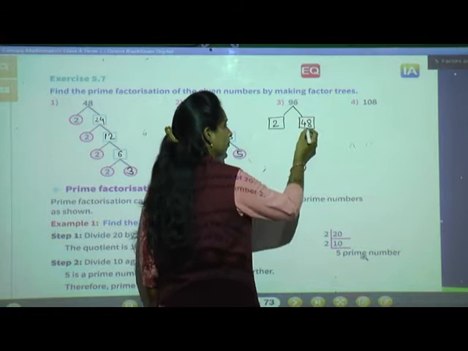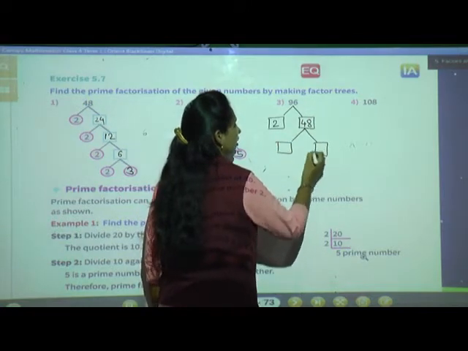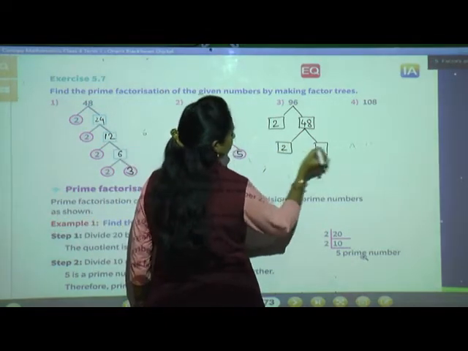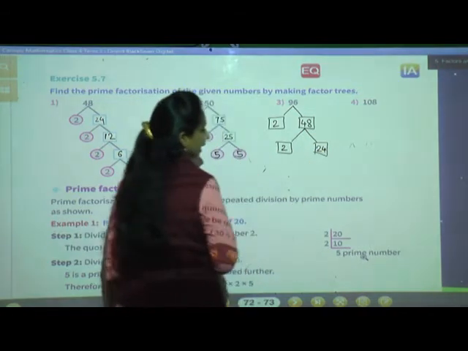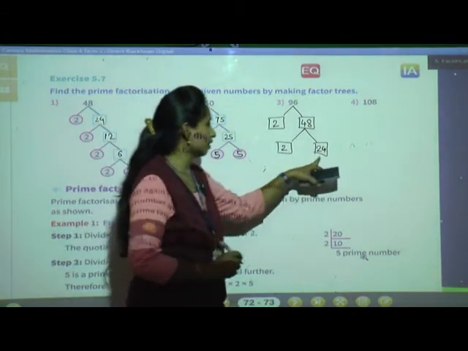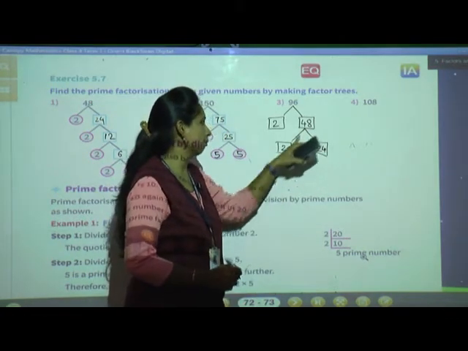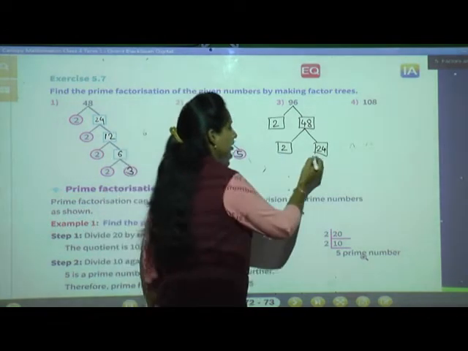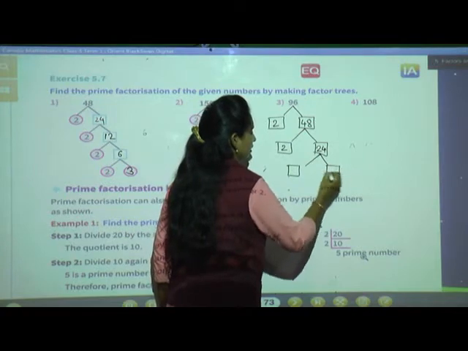Now 2 is a prime number, 48 is a composite number. Again I need to split up 48. Isn't it? So when I split up again with 2, 2 2s are 4, 2 4s are 8. You can cross check. 24 multiplied by 2, you will get 48. How am I writing this? I am just dividing both the numbers to get the number. Okay. Now again 2 is a prime. I need to split up 24.